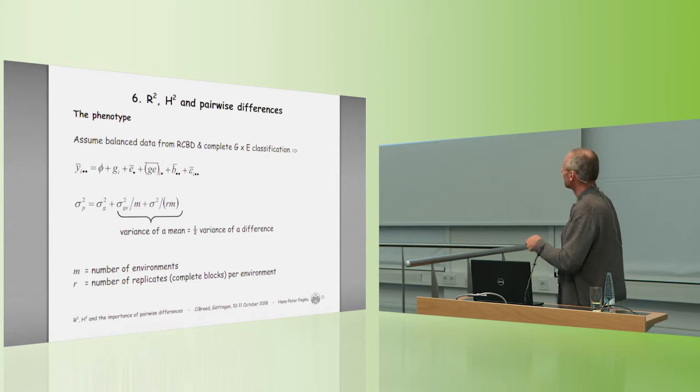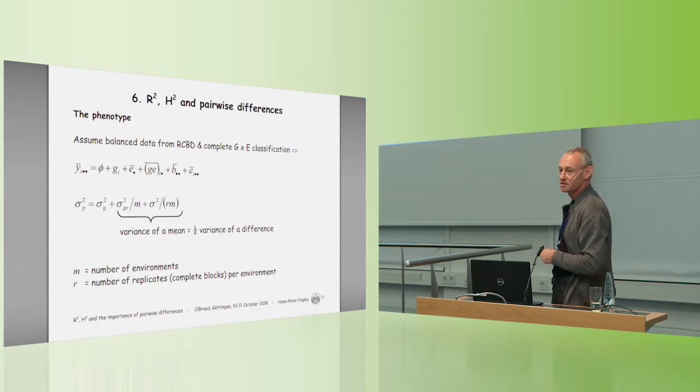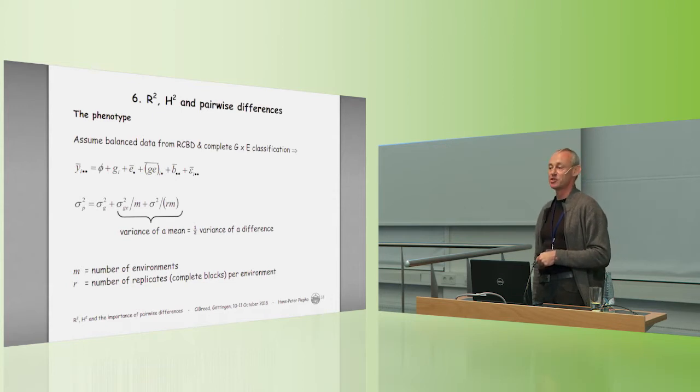But there's something missing there. There's an average of the environmental main effects. So the variance of the environmental main effects should show up here. It's really the variance of a mean. But it doesn't. Nor does the variance of the block effects. Something's wrong there. These are random effects. So they should show up if this were the variance of a mean. But it is half the variance of a difference between two genotypes.